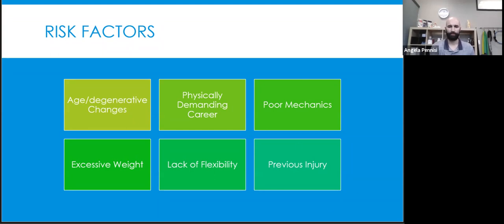Otherwise, we have lack of flexibility. The hinge of the knee wants to be able to hinge. If it's impeded, or if that hinge is put off kilter because of a lack of flexibility, that can contribute to excessive strain and an injury. And the last risk factor would be previous injury. Not so modifiable there, but it's shown that there's a correlation between previous injury and the prevalence of arthritis as the knee ages.